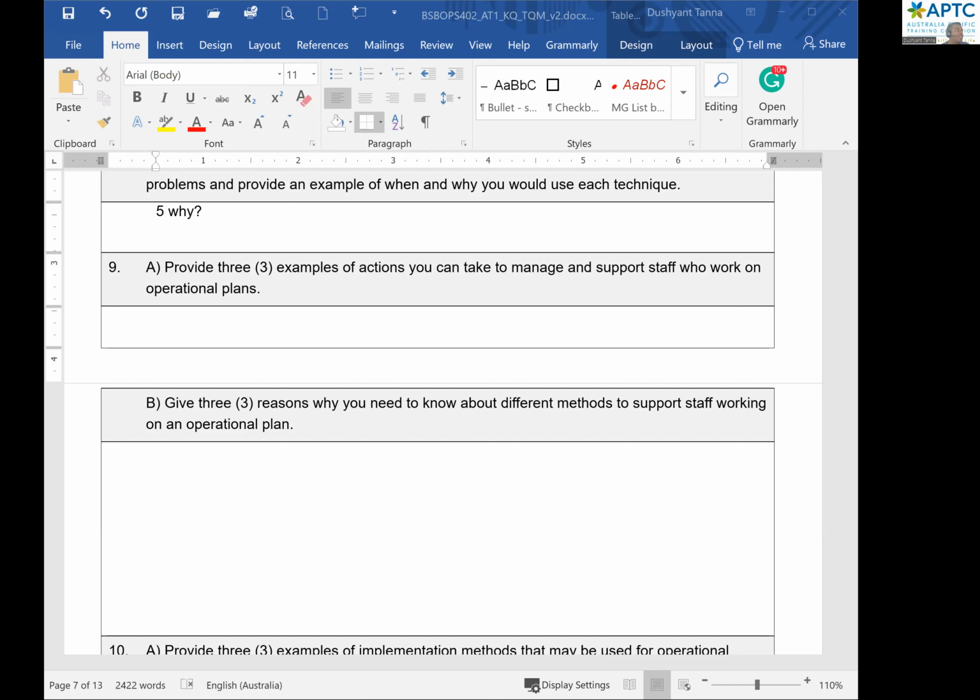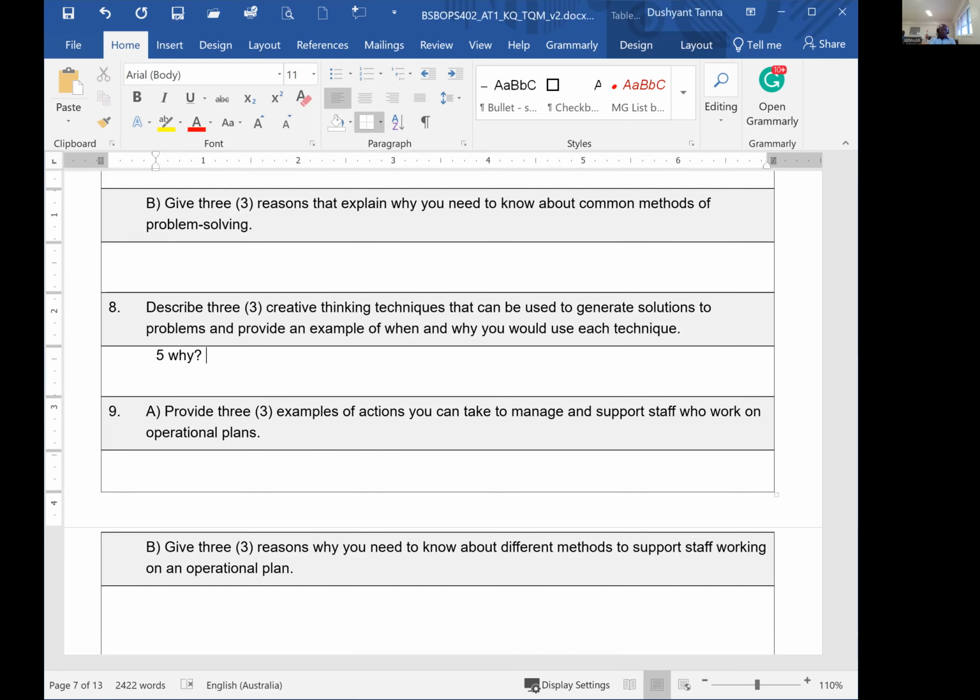I just shared the link. It's a good article to read through. So that could go with our third creative thinking technique.